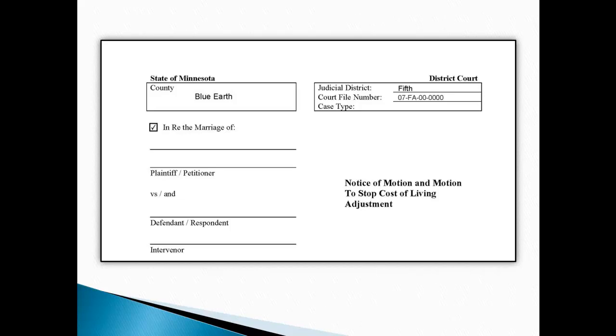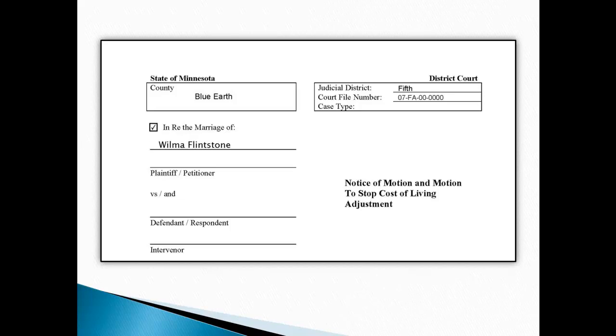As I pointed out on the previous slide, you should fill in the county where your case is located, fill in the judicial district, court file number, and type of case. You can see that in this example, the case is located in Blue Earth County, which is in the 5th Judicial District. Again, this will be different for each individual case.